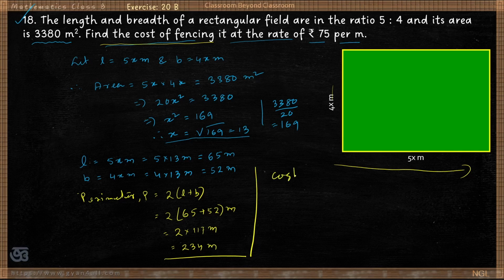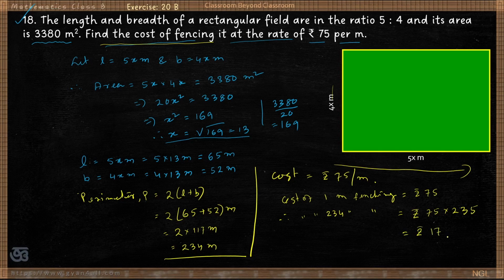Cost of fencing is rupees 75 per meter. That means you can write the cost of 1 meter of fencing is equal to rupees 75. Therefore, the cost of 234 meters of fencing is equal to rupees 75 multiplied by 234, and that is equal to rupees 17,550. This is the cost of fencing around the boundary of the rectangular field.